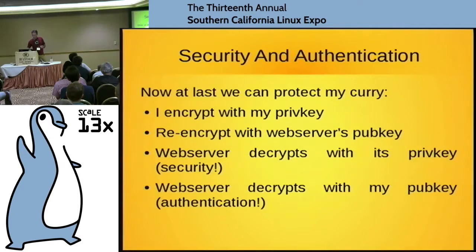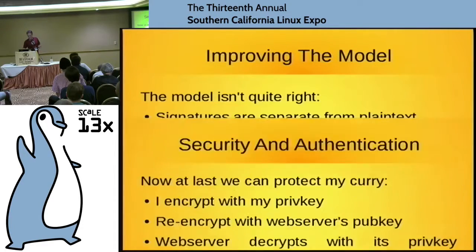So let's look at a little model crypto system. So I take my message, my order, I encrypt it with my private key, then I re-encrypt it with the web server's public key. Yes? Now I send it off to the web server. The web server decrypts it with its private key, which proves that we have security. Only the web server can do this. And then it decrypts it with my public key, which proves it actually came from me and not one of my friends deciding it would be funny to order me 300 orders of curry. No one would do that.